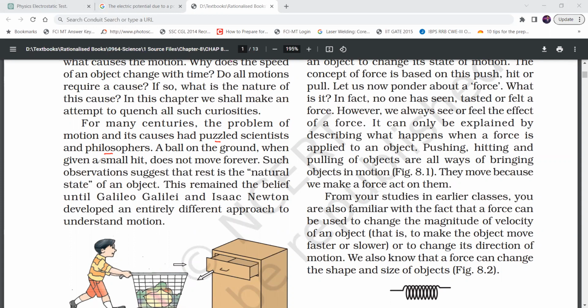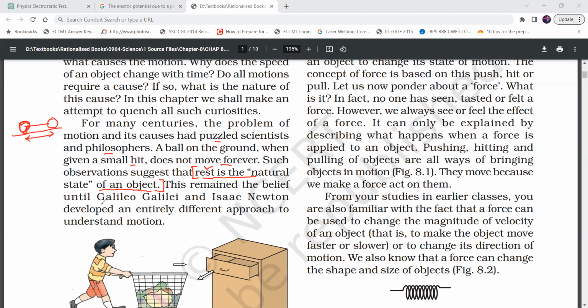A ball on the ground, when given a small hit, does not move forever. Similarly, if there is a ball on the ground and you push or hit it, it will travel some distance, but after traveling some distance, it will stop. Such observations suggest rest is the natural state of an object. This you can mark. If someone asks you what is the natural state of an object, the answer is rest.